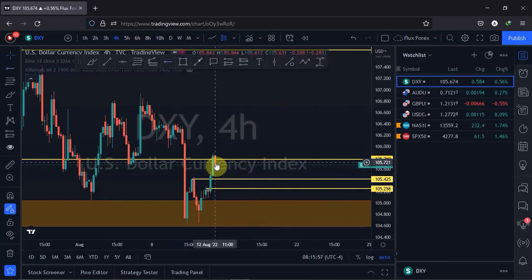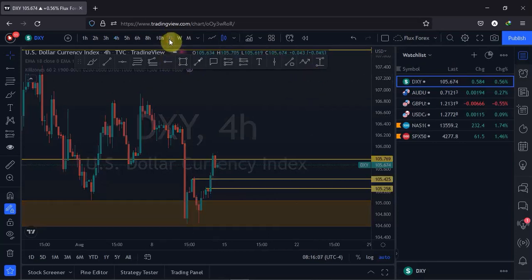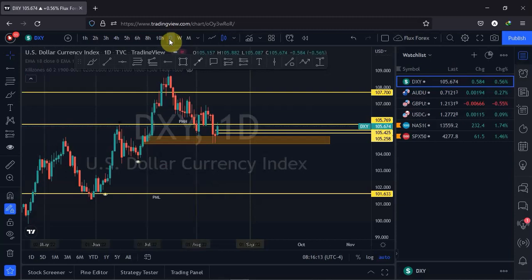I'll be expecting to see price push into the zone, then we see price push to the upside. That is my expectation on the dollar index going into next week. I'm still seeing bullishness.